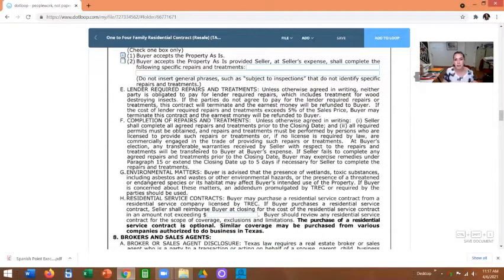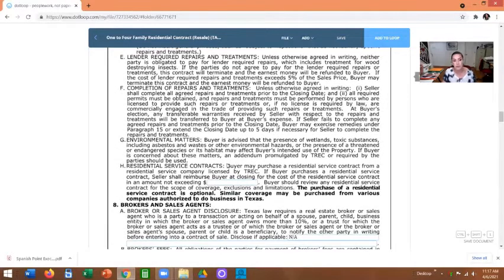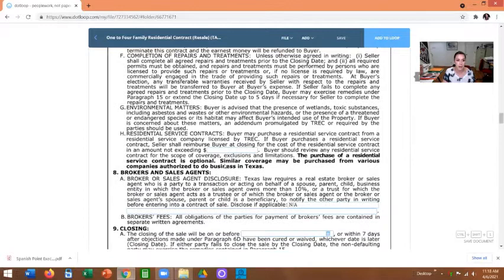Now, completion of repairs and treatments: if they negotiate for repairs to be done, the buyer has a right to go in and check for those items. And they must, if they want to ensure that they get done and they get done properly, because once we close, it's very hard to get the seller to come back. That's why it's very important to check for those.